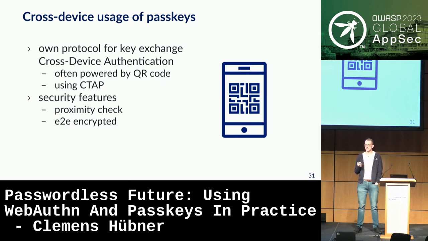And the other feature is this: they thought about doing it directly via Bluetooth, but sending information back and forth between devices is not that easy, so they just stick to this proximity check, and the actual exchange of the CTAP information is done via a relay server, but this is end-to-end encrypted using information that is inside of this QR code. So these are the two security features that are interesting in this cross-device usage.